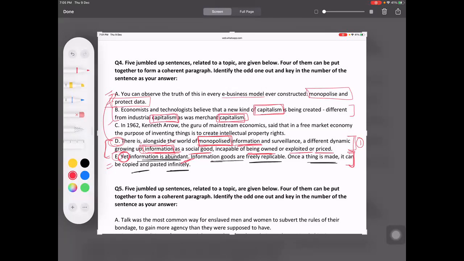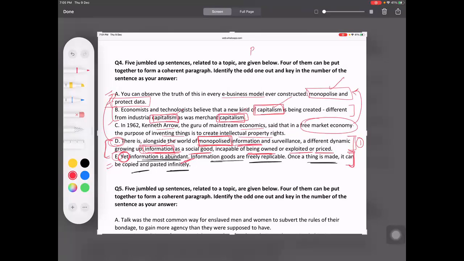And in option C, they are saying Kenneth Harrow, he was the guru of economics, that in a free market economy, again, it's called monopoly. When there's a free market, you can do anything. You are a single person to sell your product. The purpose of inventing a thing is to create intellectual property rights. That means the property rights are yours. So this can be related to monopoly, but capitalism is a different vocabulary word. So this cannot be related.